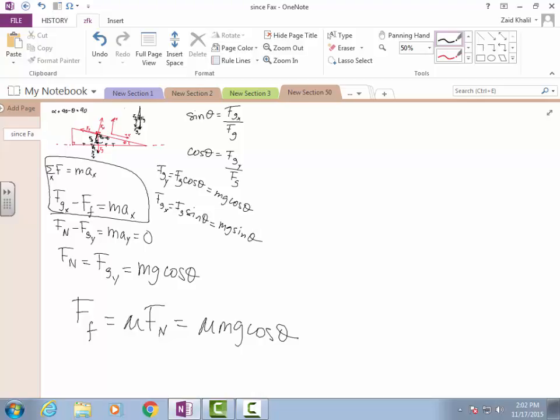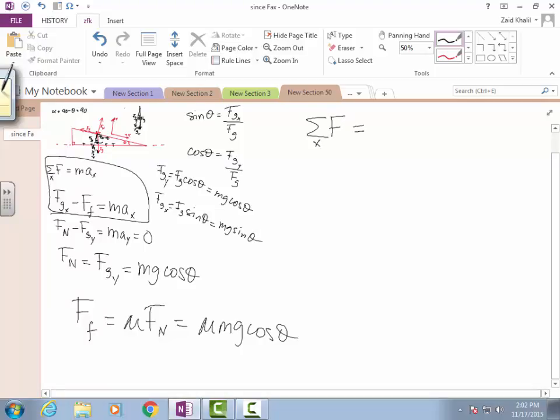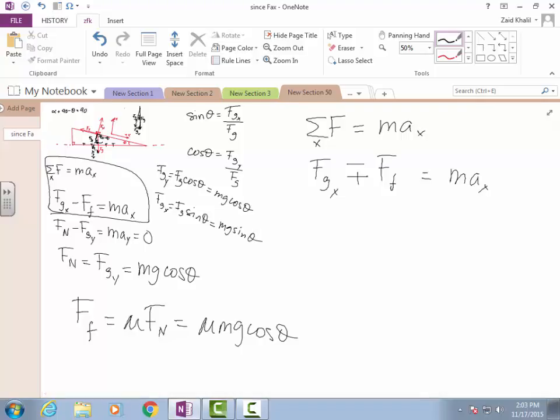So now, I'm going to go back to the net force in the x direction. And I'm going to rewrite this. We have F_gx minus F_f equals m a_x. Now, if I wanted to take into account both cases, what would I do? I would write minus plus. What does that mean? Yes? Depends on whether you're pushing it up the hill or it's going down the hill.